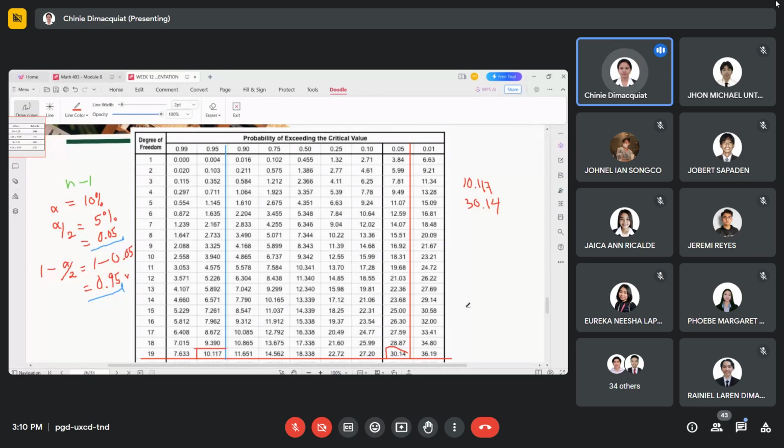So, kung i-illustrate natin, so yan, tagilid po yung ating illustration dito kay chi-square dahil nga yung isa ay alpha over 2 and yung isa ay 1 minus alpha over 2. So, we'll have 10.117 here, and 30.14 here. Ayan. So, rejection region, then ito yung ating acceptance region.